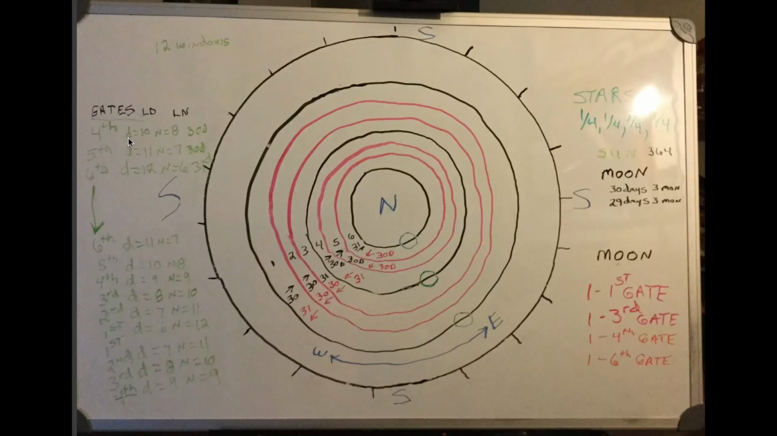So again, I'll describe this over here. The LD is length of days, LN is lengths of nights, and these are all as per the Book of Enoch, of how the lengths of days and nights go when the sun is on its circuit through each gate or portal, as he calls out.